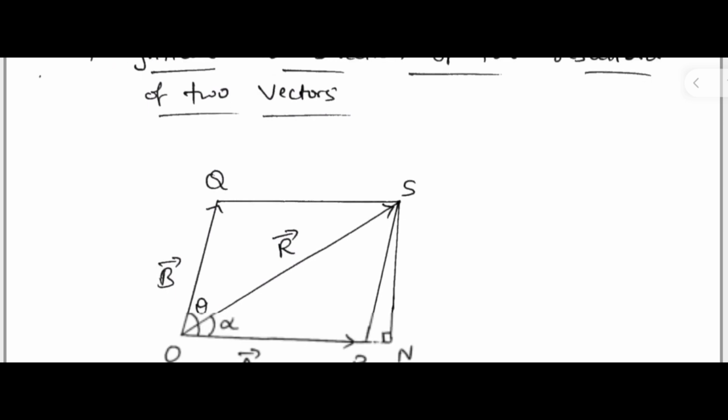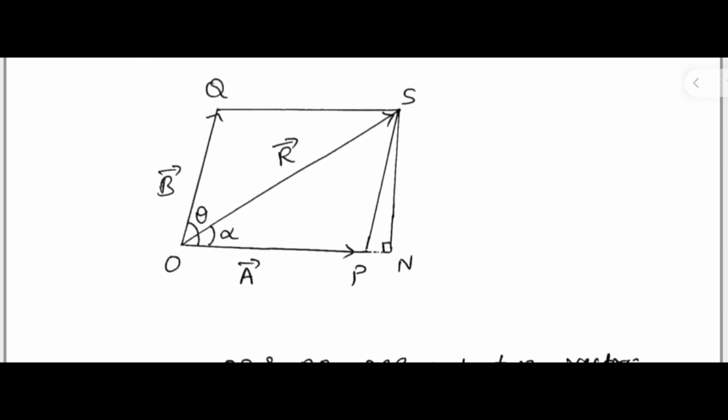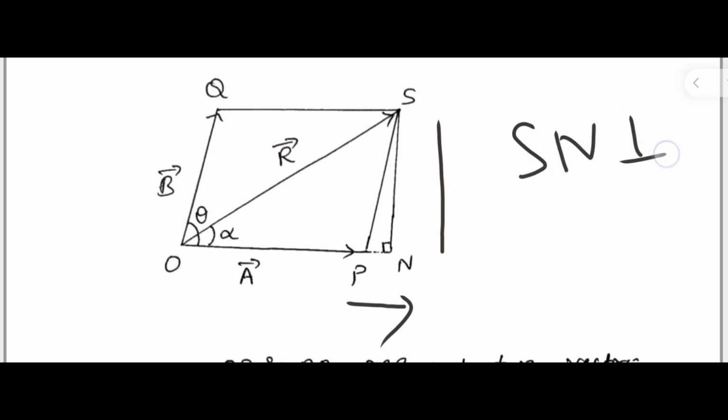Okay, this is also a parallelogram. OPSQ is the parallelogram. We take the normal line SN. This is a normal line drawn to OP, which is extended. Here SN is perpendicular to OP, which is extended.